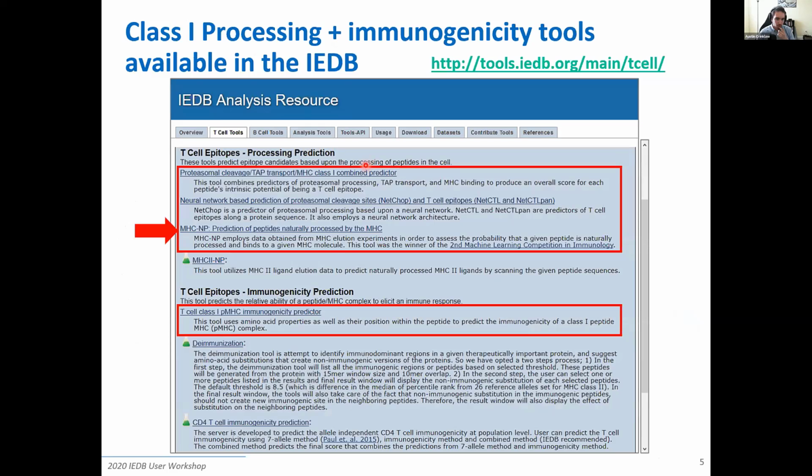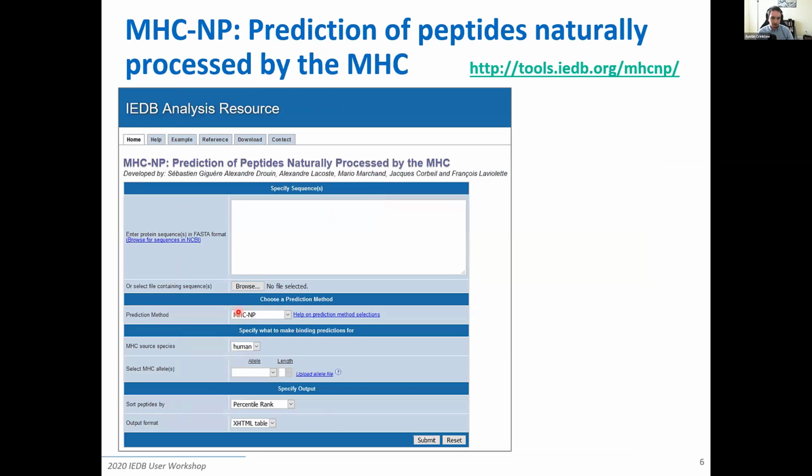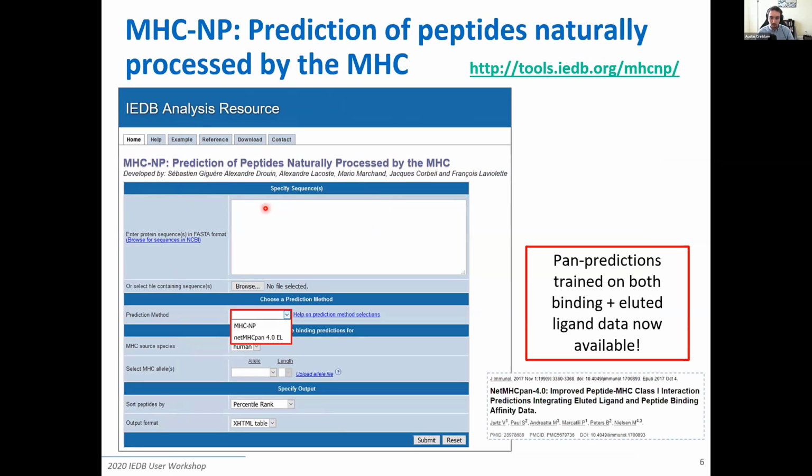So I'll begin with the tools that we recommend first, the MHC-NP. We have two tools available for predicting eluted ligands. MHC-NP is a tool that was developed by a Canadian group, and this is an example of an external tool that we host at the IEDB. And also in the same interface, we have NetMHCpan 4.0.